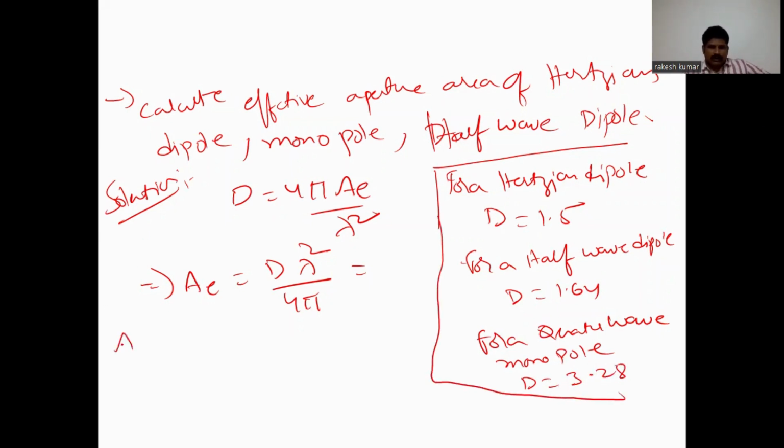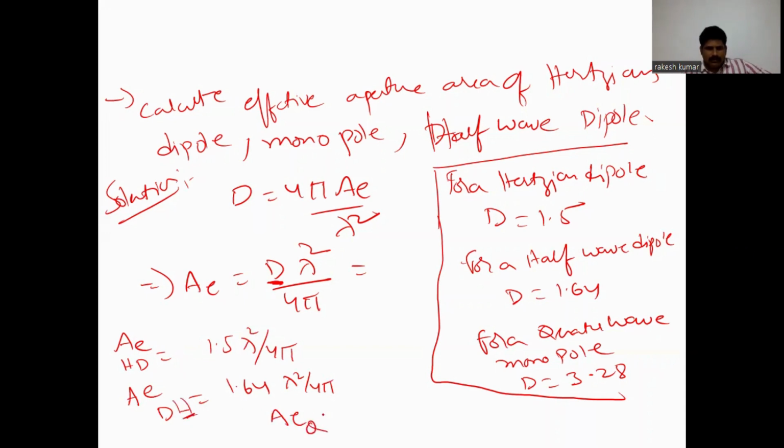Therefore, for the Hertzian dipole, simply substitute D equal to 1.5 in lambda square by 4 pi. Similarly, the effective aperture area of the half wave dipole is 1.64 lambda square by 4 pi. For the quarter wave monopole, it is 3.28 into lambda square by 4 pi. But you want to remember the directivity of the Hertzian dipole, the half wave dipole, and the quarter wave monopole. If you remember, you can easily calculate the effective aperture.